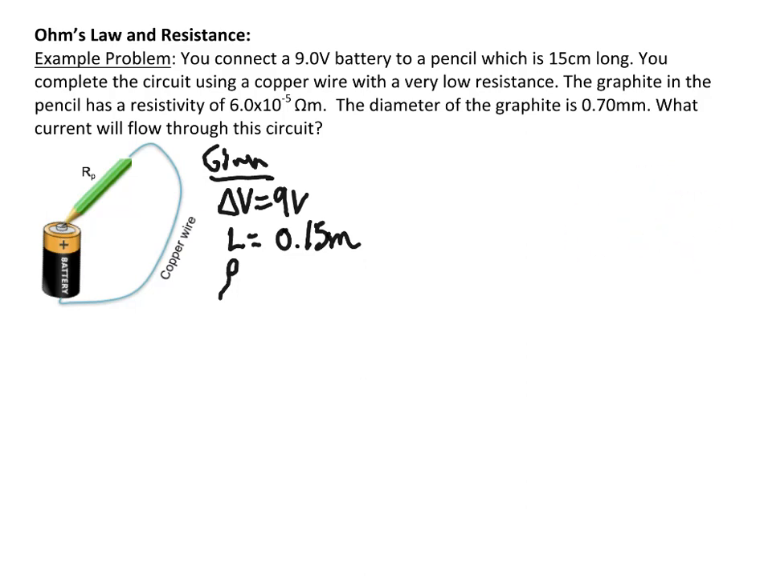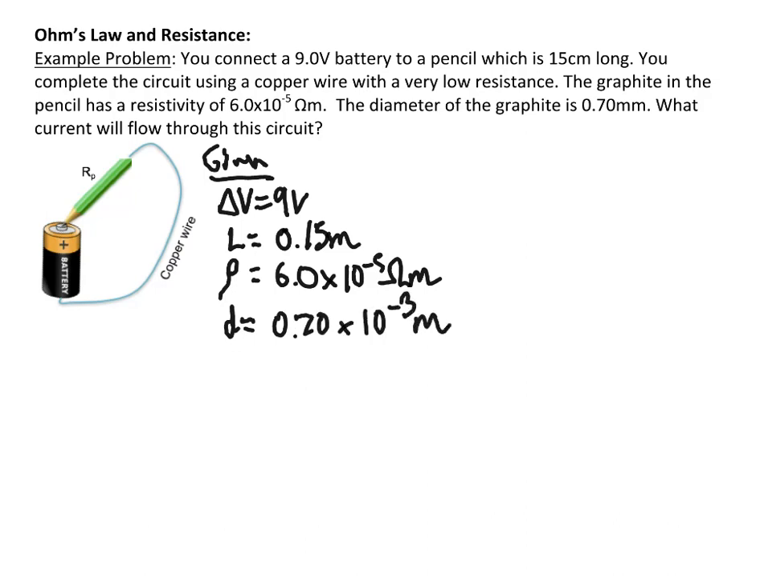So resistivity is rho, and the resistivity of our pencil, or the graphite inside our pencil, is 6 times 10 to the negative 5 ohm meters. It's already in the right units, that's good. We know the diameter of our graphite, so that diameter is 0.7 millimeters. Let's convert that right away to meters, so times 10 to the negative 3 meters. We're trying to solve for I.